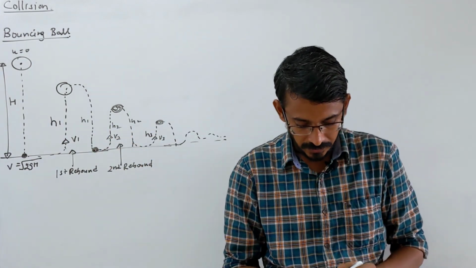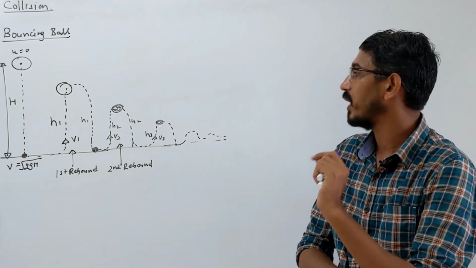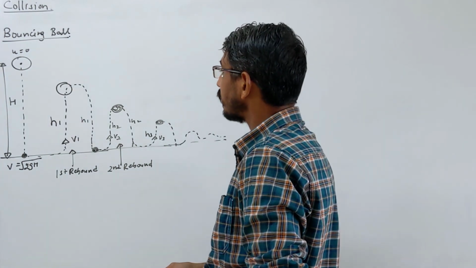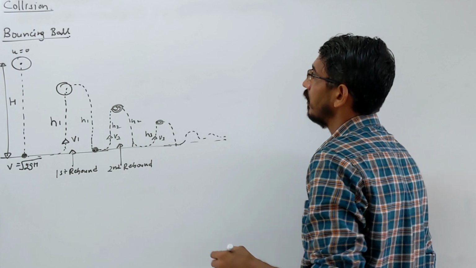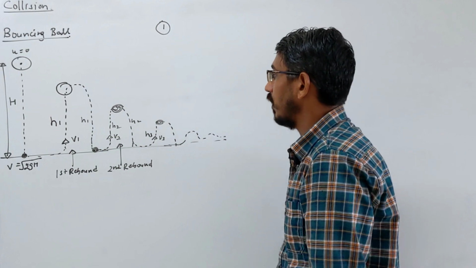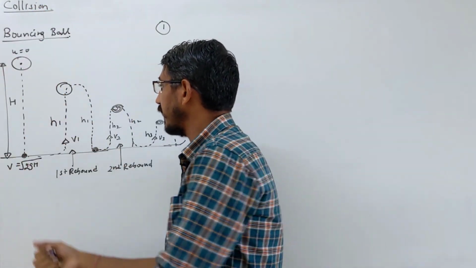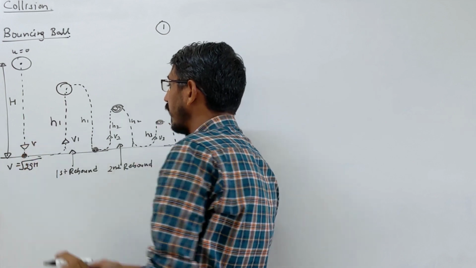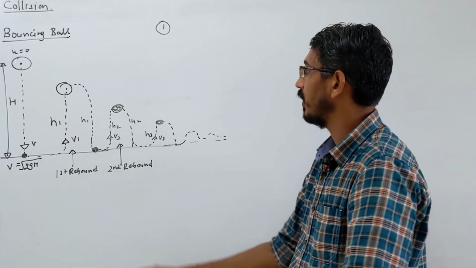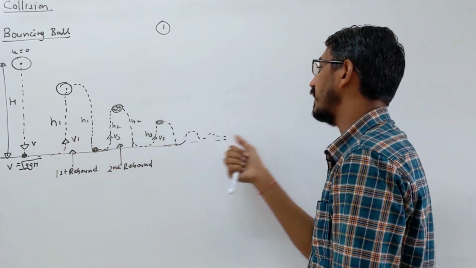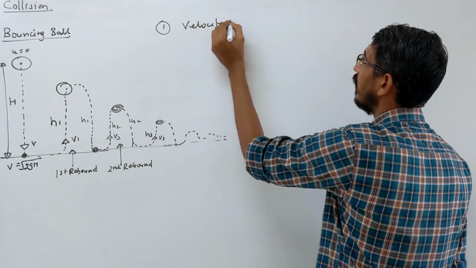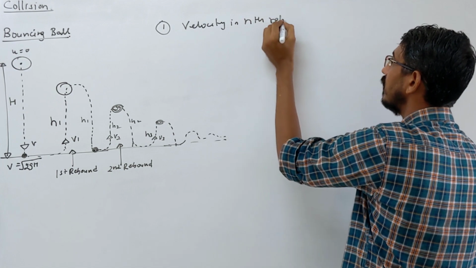So a few things we want to know, which you have to remember directly, and we get all this from collision only, by writing the conservation of momentum and energy principle. First question: suppose we drop from a height, and when it hits the ground its velocity is v. At what velocity will it rebound in the first rebound, then in the second rebound, in the 10th rebound, the nth rebound? So the velocity in the nth rebound.